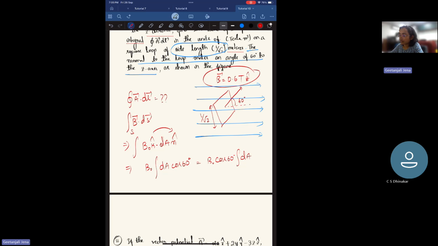Integration of dA will give the area of this square, which is (1 by root 2) squared. So it is half. So B0 by 2, and cos 60 is also half. This is B0 by 4. 0.15. Yes, 1.5.